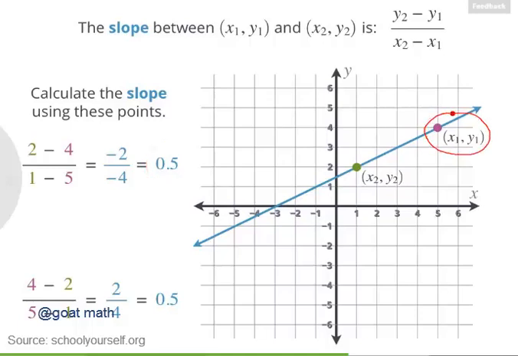So we could call this point 1 and this point 2, or we can call this point 1 and this point 2. It doesn't matter. Either way, we get the same slope. This means that up here we have one formula for slope, y2 minus y1 over x2 minus x1, but if you switch what you call point 1 and point 2, you get another formula for slope, y1 minus y2 over x1 minus x2. This formula gives you the same slope as this one.